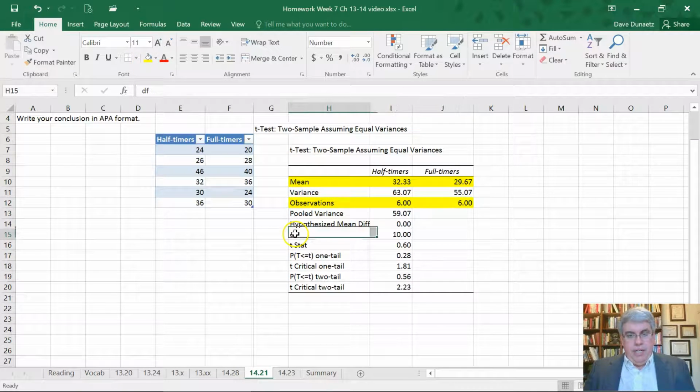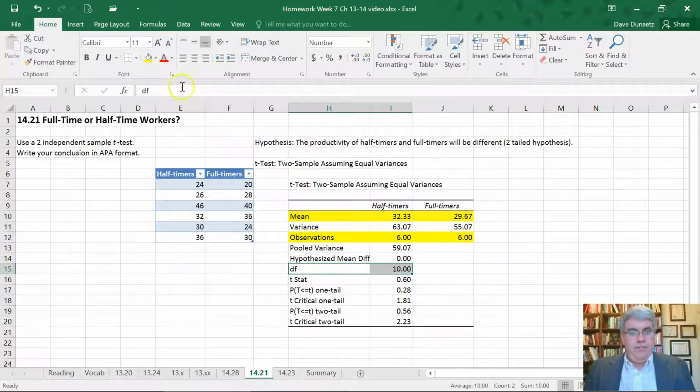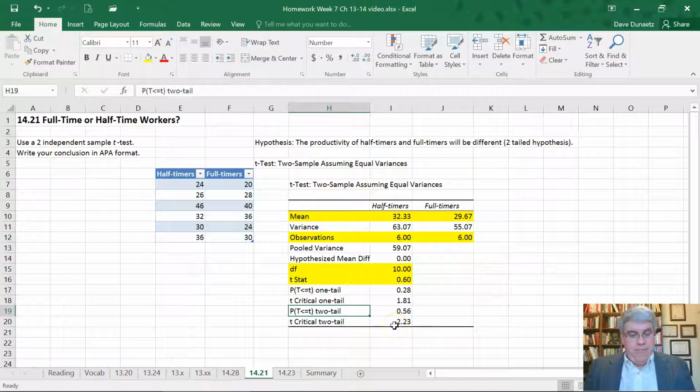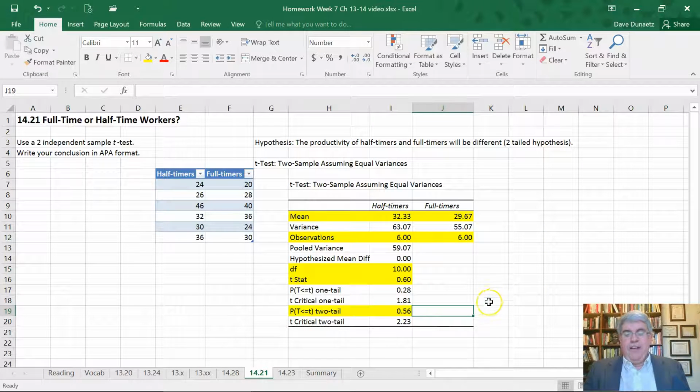And the degrees of freedom in this test were 10. That was the 2n minus the two averages we calculated. And we made a two-tailed hypothesis. So the t-stat is 0.6. And the p for the two-tailed test is 0.56. That's really high. In fact, that's kind of like what you would expect if there was no difference between the half-timers and the full-timers.